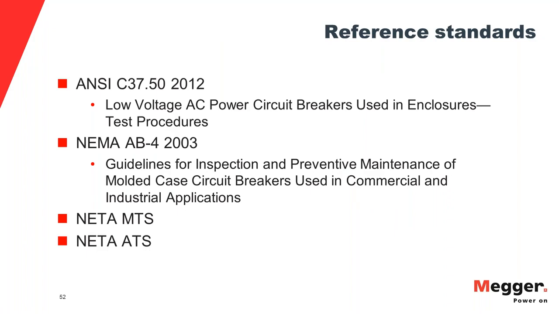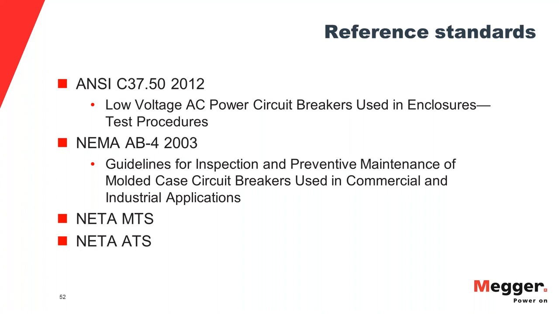The delays and the pickups that I recommended when I talked about primary injection testing are taken from ANSI C37.50, which deals with low voltage power circuit breakers used in enclosures. Also, some of the references that I made for limits are taken from NEMA AB4, which deals with MCCBs. Then certain limits were also referred from the NETA standards.